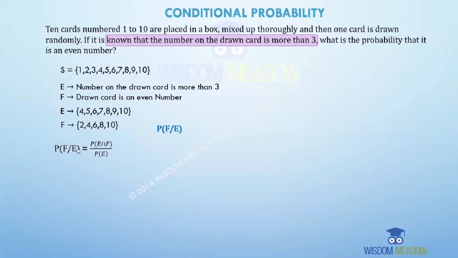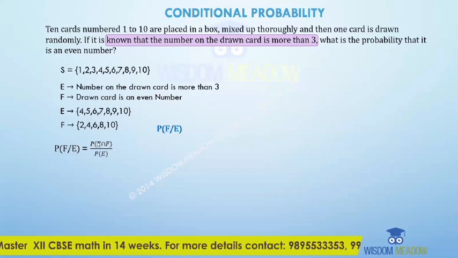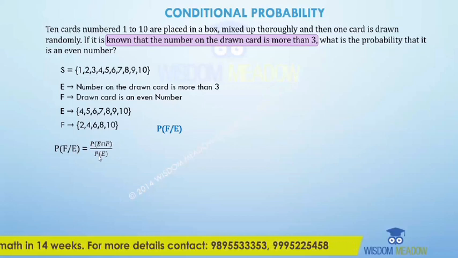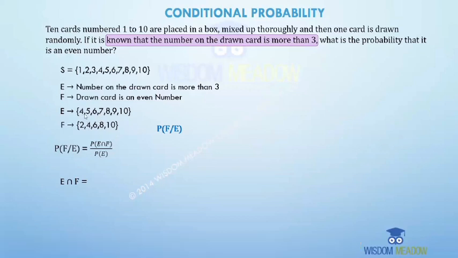The denominator of this fraction F by E will be coming with the formula probability of E at the denominator, and the numerator will be the same, probability of E intersection F. Now, with respect to the formula, you have to find the probability of E intersection F. So what's E intersection F from these particular events? So the common elements are 4, 6, 8, and 10.